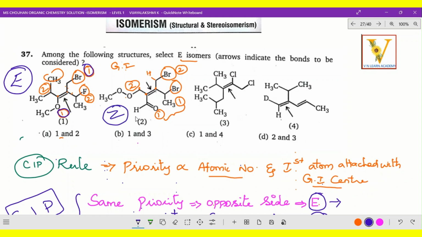I hope you are understanding. You are able to identify that E and Z configuration. It's very simple. Gi should be there. Gi means double bond, alkene only you can identify. And the first atom which is attached to the Gi, in that way you can identify.